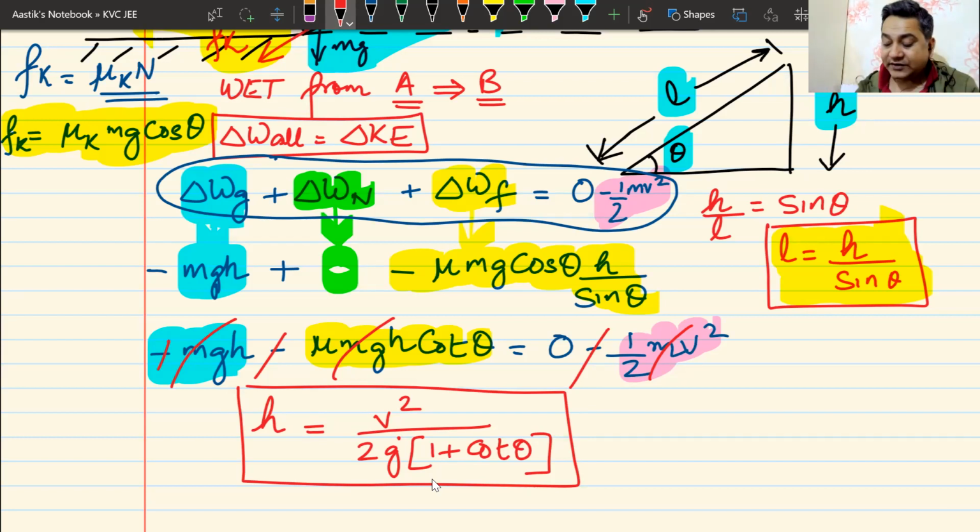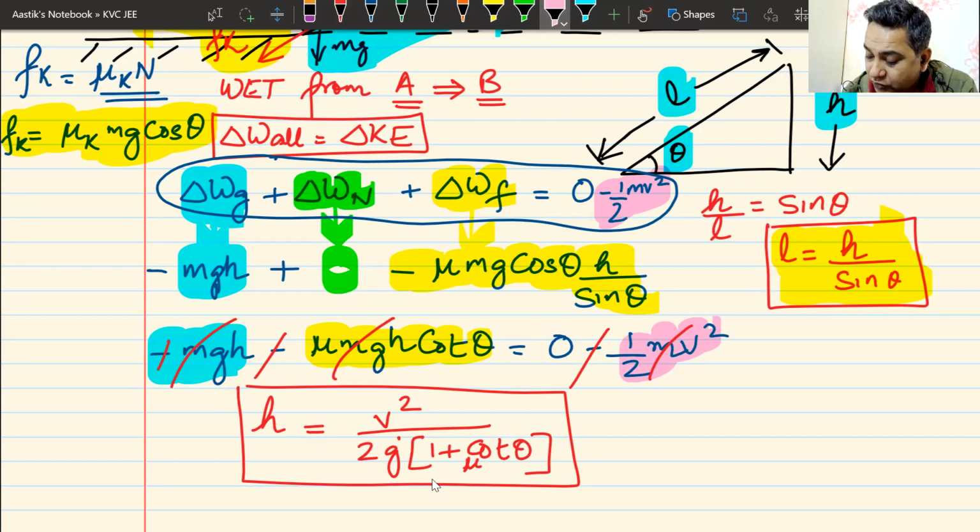So h is this thing, v squared by 2g into 1 plus cot theta. And where is mu? My mu is also here. I missed mu. 1 plus mu cot theta. I'm sorry. 1 plus mu cot theta. That is the answer. Now you can think ahead.